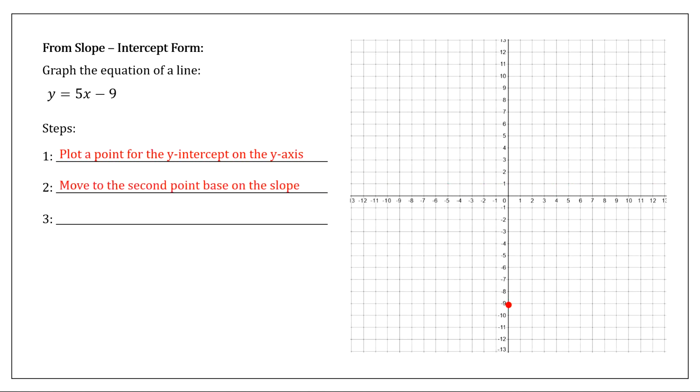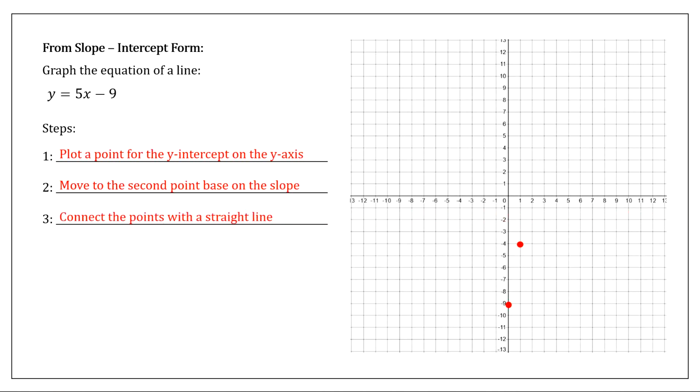Our second step is to move to a second point from that original point. So we're going to go from the intercept point that we graphed based on our slope. And our slope in this instance is up 5 and to the right 1 because it's just 5. We always remember it's 5 over 1. We're always moving up or down the top number of our fraction and then to the right, the bottom number. So here we're going to go up 5 points, one spot to the right. It's going to give us a point at 1, negative 4.